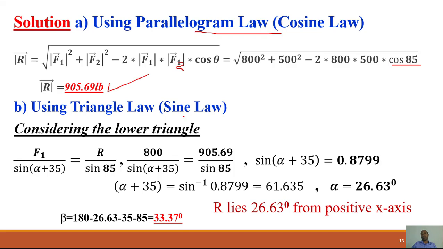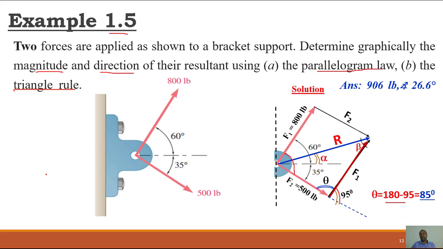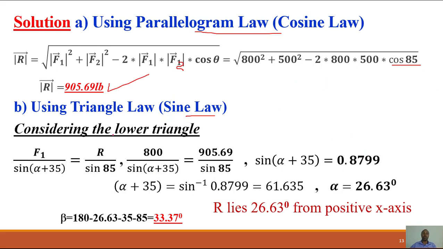So using triangle law or sine law, F1 over sine of alpha plus 35. This angle is to F1 and this beta angle is to F2. Then this theta is to the resultant. Then using sine law, again considering the lower triangle, F1 over sine of alpha plus 35 is equal to R over sine of 85.